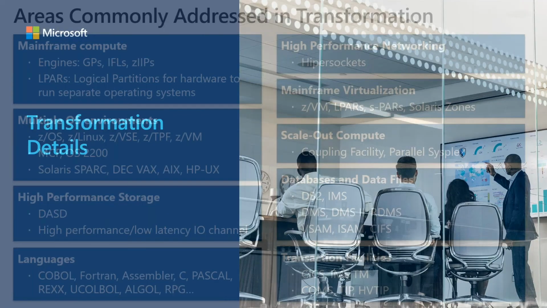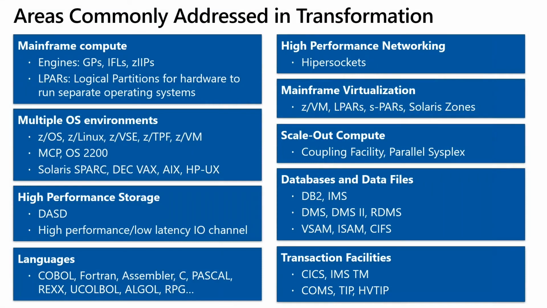transformation process. So commonly addressed areas that we look at, we do take a look at all the compute capabilities that you have, which is the general purpose processors. Those are the GPs, IFLs, that's the integrated facility for Linux, ZIPS processors. Those are specialized data processors. So we look at all of those and how to best map those into Azure.